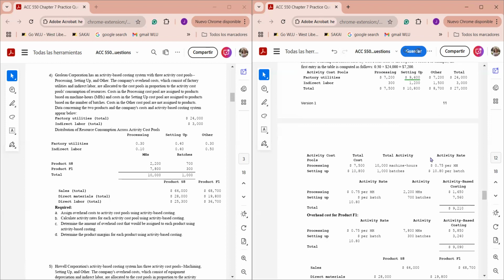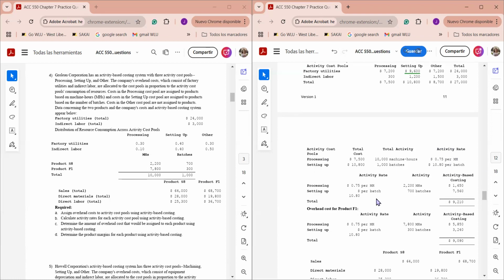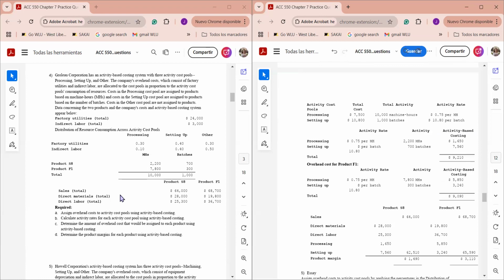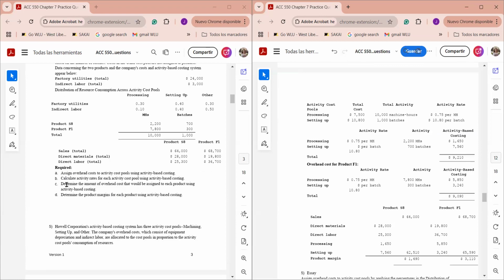Then after that, we need to take our total activity numbers that they are already giving to us here. So for machine hours, for processing, it is here, and then for batches it is here. So we have to put it here. Once we have that, we only have to divide them, and that's going to be our activity rate. If you divide this and this, that's going to be our activity rate for batches. That's question number B.